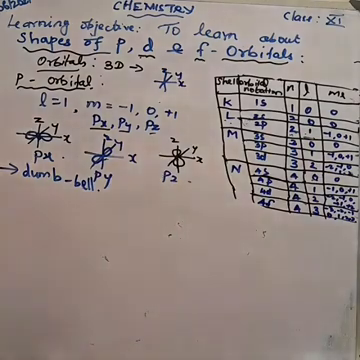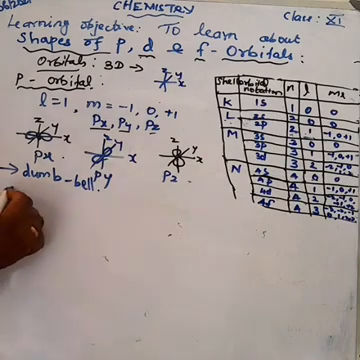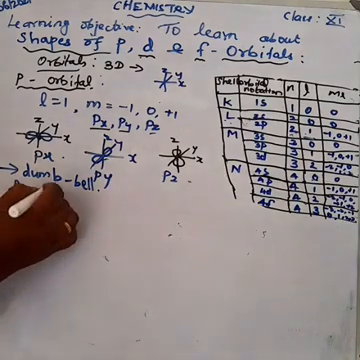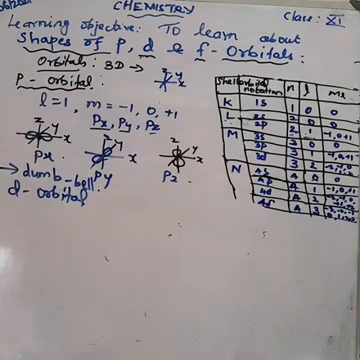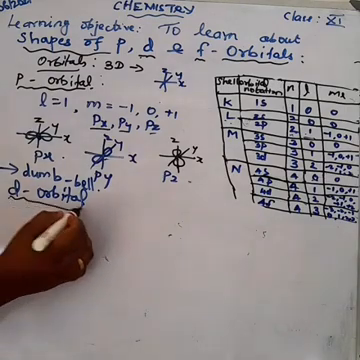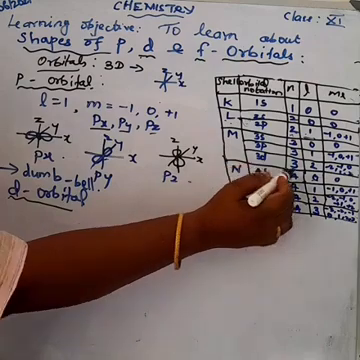And then we are going to study about the shape of d orbital. Here, what is the value of l? The value of l is equal to 2.